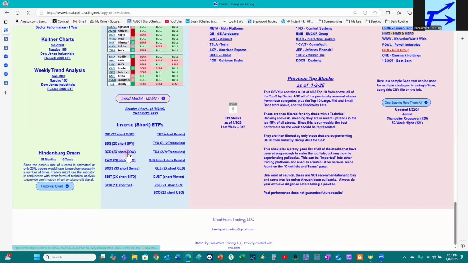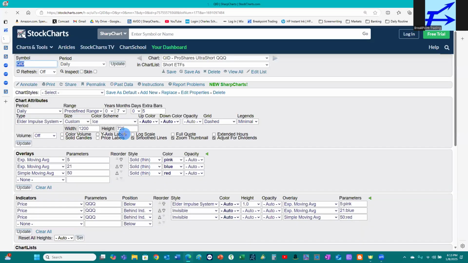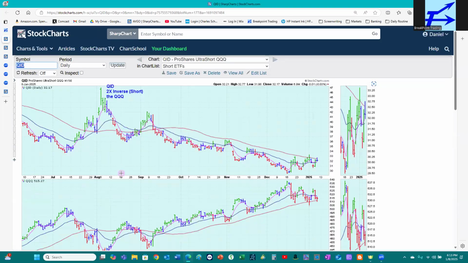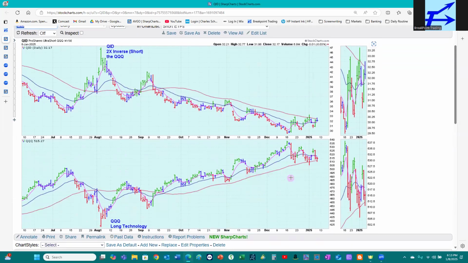And what you can see is QID is short the Qs. So we'll take a look at that. And I put both of them side by side so you can see how they're basically a mirror image of each other. So the long component is on the bottom and the short component is on the top. So as the NASDAQ declines, as it has been, it's making lower highs and lower lows. That's the definition of a downtrend.